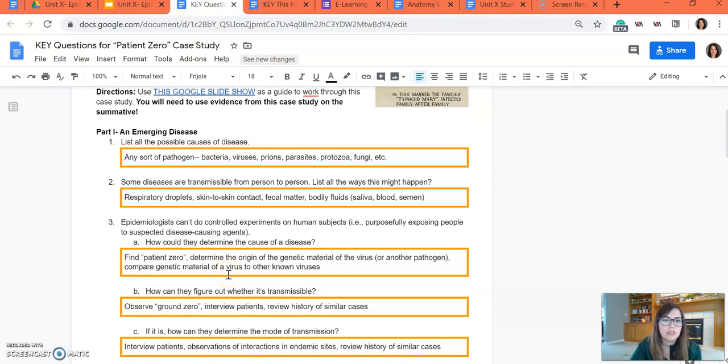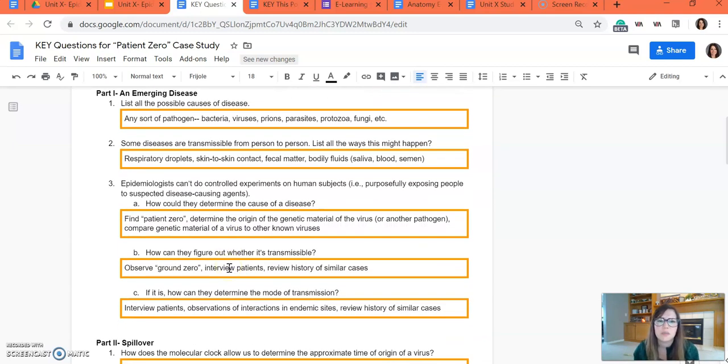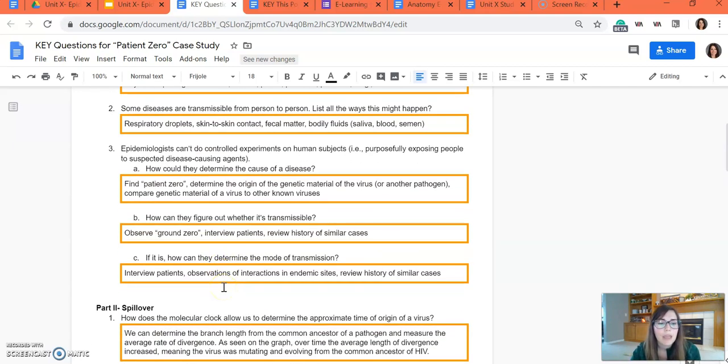So part 1, emerging diseases. All of the possible causes of disease, we should know this. Pathogens, which are bacteria, viruses, prions, parasites, protozoa, fungi. Some diseases are transmissible from person to person. List all the ways this might happen. So we know respiratory droplets. This can also happen through skin-to-skin contact, fecal matter, bodily fluids, saliva, blood, semen.